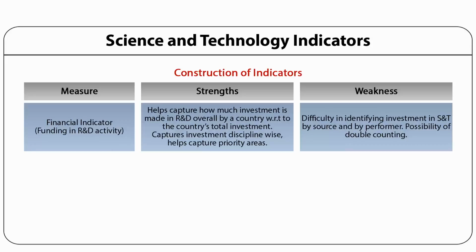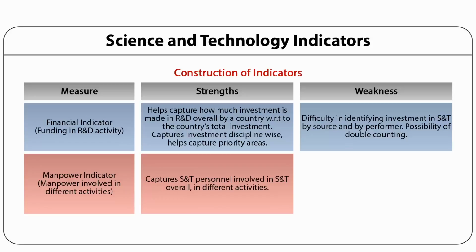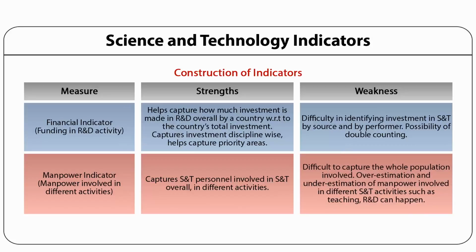The other indicator is the manpower indicator. It includes manpower involved in different activities of S&T. This helps to capture S&T personnel involved in S&T overall and in different activities. Again, the difficulty of this indicator is that it is difficult to capture the whole population involved. Overestimation can happen as well as underestimation of manpower involved in different S&T activities such as teaching. R&D can happen, and does happen, but to the extent the R&D is happening during the teaching process is difficult to estimate.